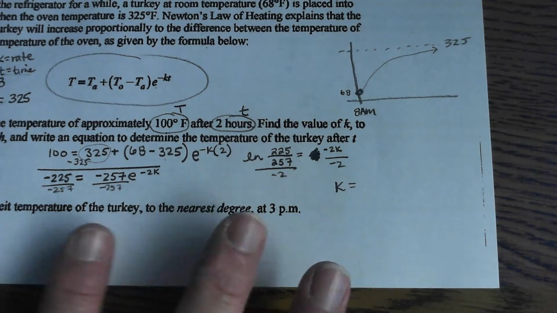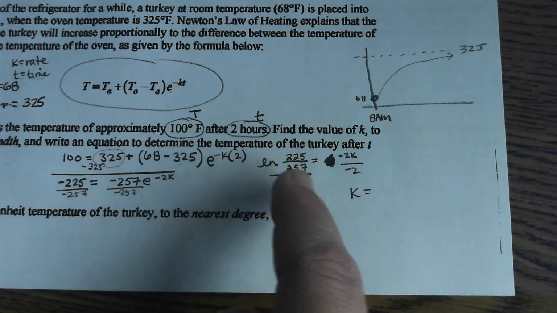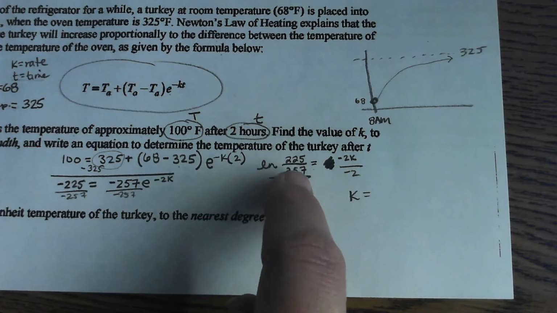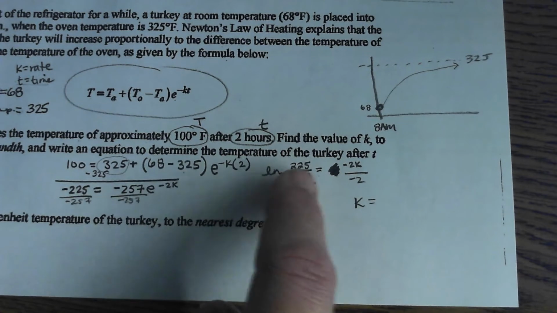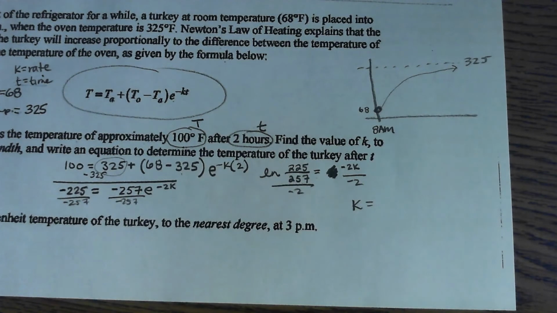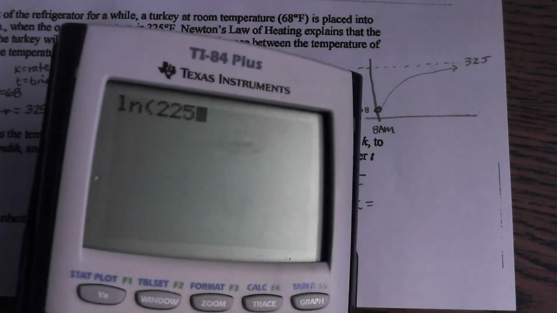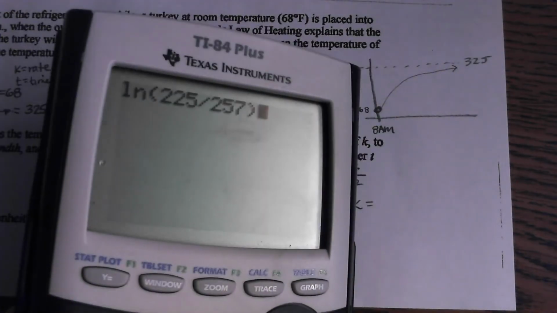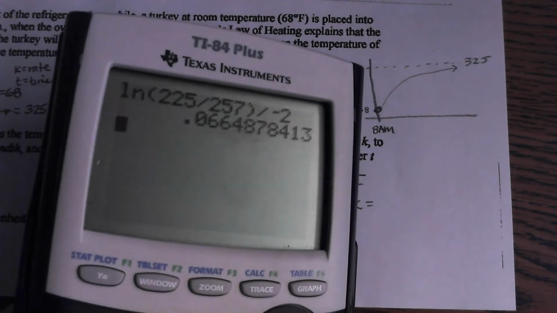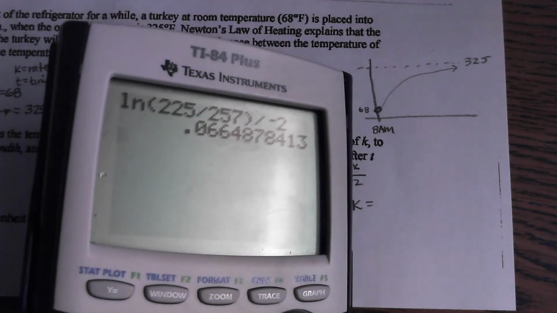This is another big reason why I don't do 225 divided by 257 too early. Because if I do that division, make it a decimal, I'm going to have to round that decimal, and then when I take the natural log of a rounded answer, it's going to throw it off. So we keep it exact. We do the natural log of 225 divided by 257, and take that answer and divide it by negative 2. And it says to round to the nearest thousandth, which would be 0.066.